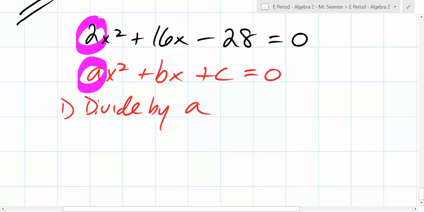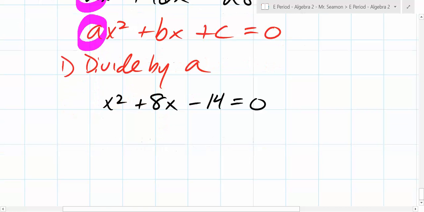A is 2. Does everybody see how a is 2 right there? So if I divide by 2, what do I end up with, Connor? If I divide the entire equation by 2, what do I end up with? X squared plus 8x minus 14 equals 0.